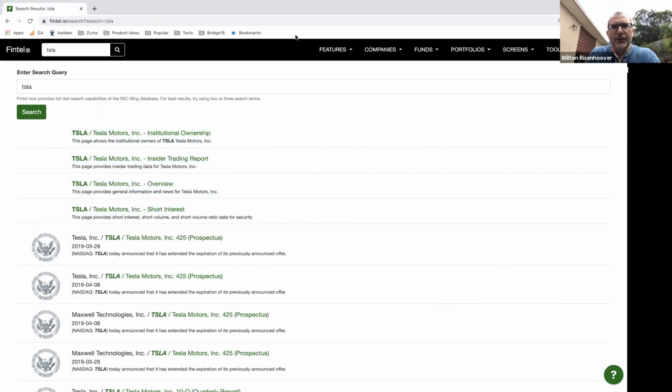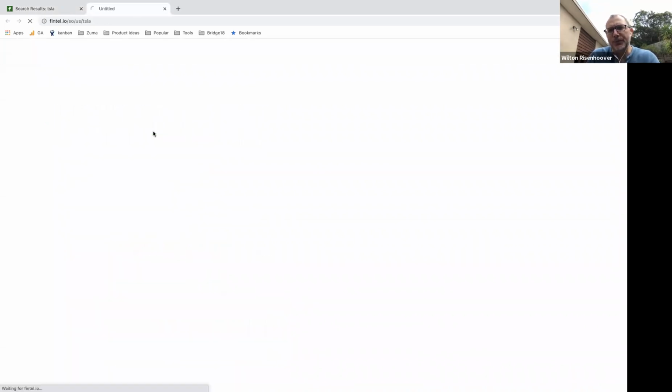For the ticker search, I see a Q&A over here. I'll come to the Q&A in a minute. For Tesla Motors here, we see the institutional ownership, the insider trading report, an overview, and short interest. There's more data than just these four pieces, but for now, I'm going to click on the institutional ownership because that's the one most people are typically interested in.